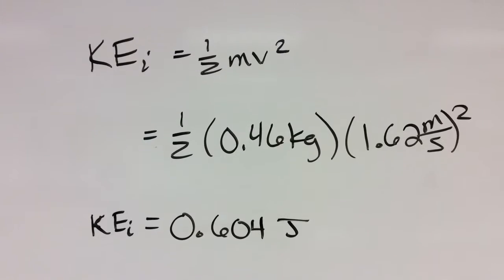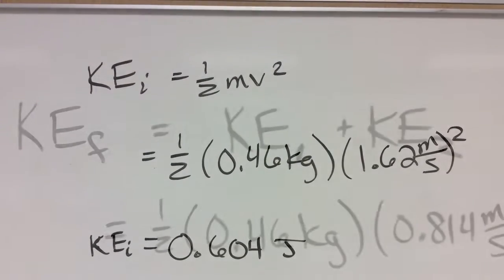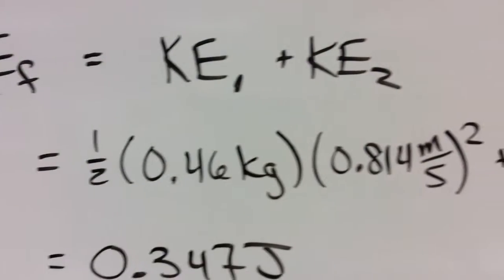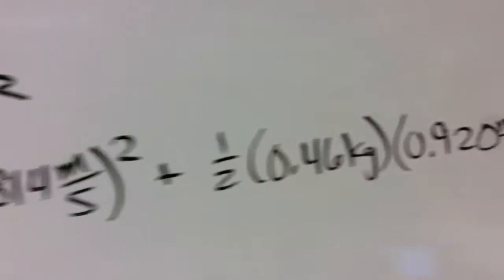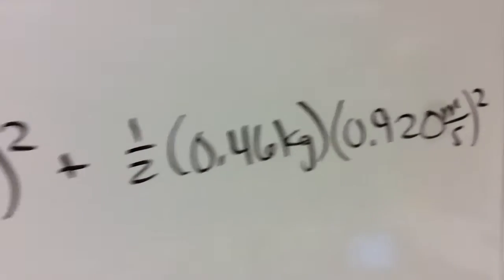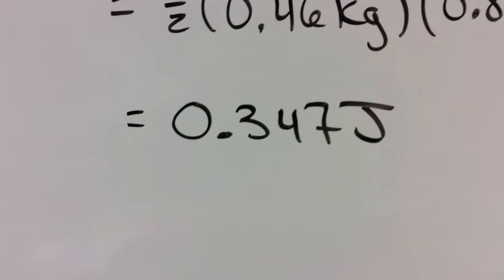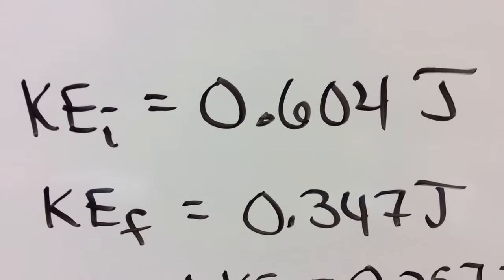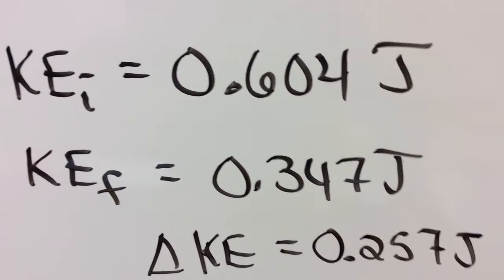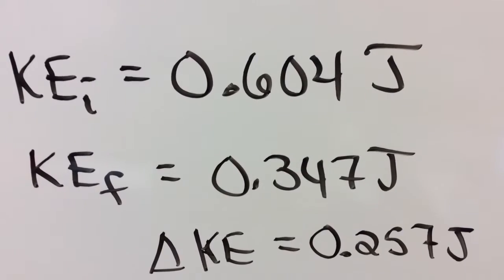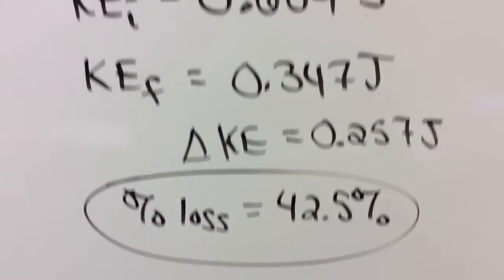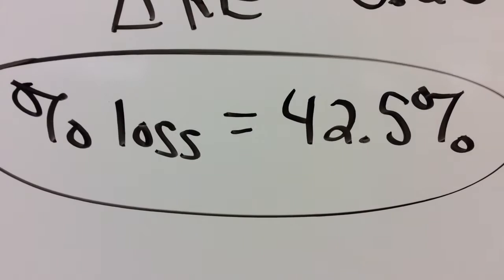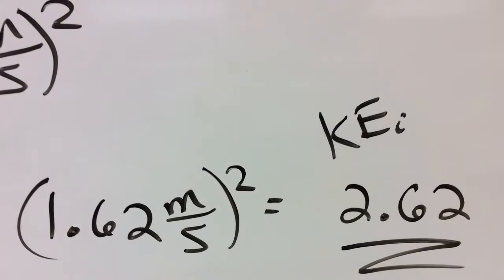Find the initial kinetic energy is 0.604 joules. Final kinetic energy is the sum of the two individual kinetic energies, and you get a total of 0.347 joules, which is a loss of 0.257 joules, and an overall loss of almost 43%. It's crazy. Well, do you get the same if you use the velocity instead of the momentum or the kinetic energy? Okay, 1.62 meters per second.